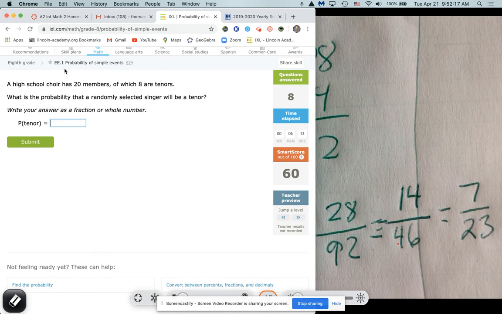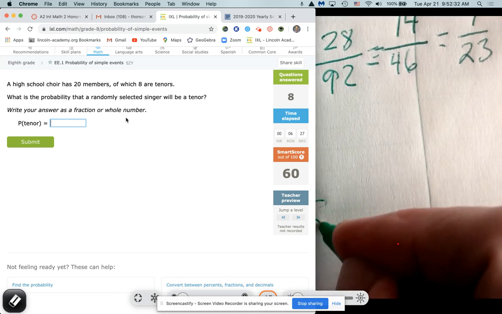Now, a high school choir has 20 members, of which 8 are tenors. What is the probability the randomly selected singer will be a tenor? Again, probability of being a tenor. Well, there's how many total? 20. How many are tenors? 8. So it's going to be 8 out of 20.